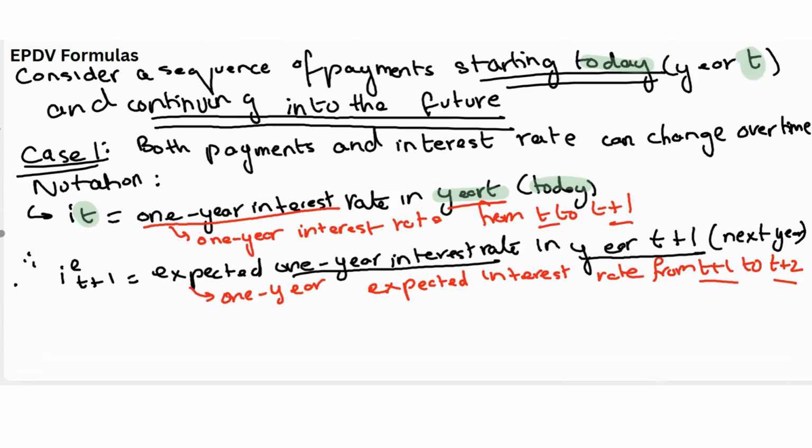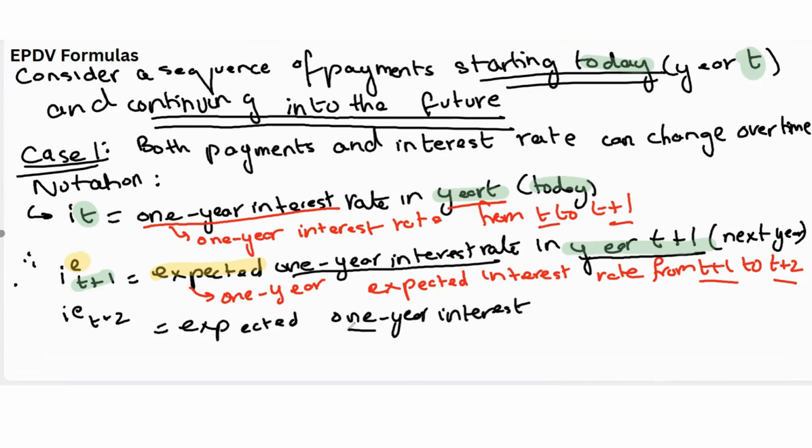So here again, let's just look at this. So the expected part is like this, and then we have the year T plus 1 comes from here, right? So now let's look at IET plus 2. Now this is the expected 1 year interest rate again. So these are 1 year interest rates, but they're 1 year interest rates that apply in different years, right? In year T plus 2, which is 2 years from today.